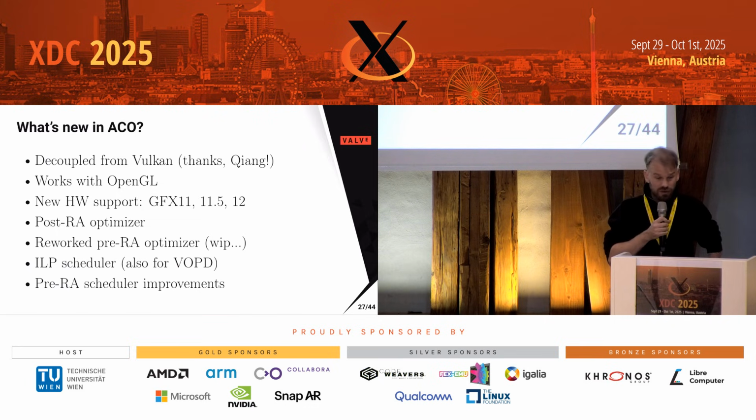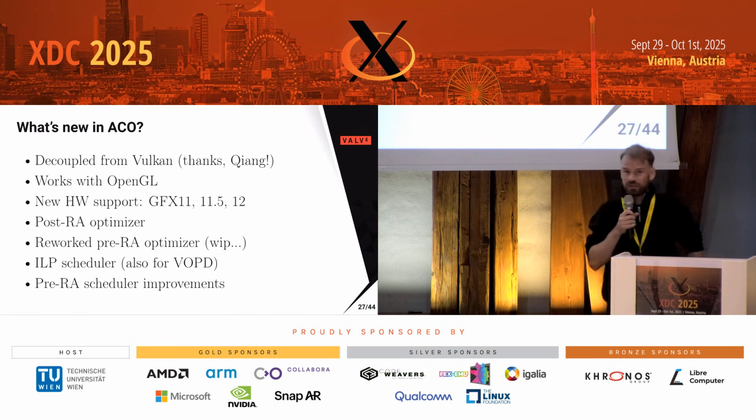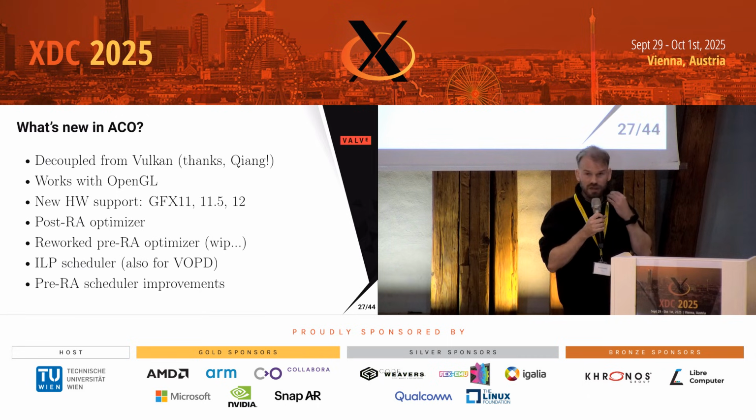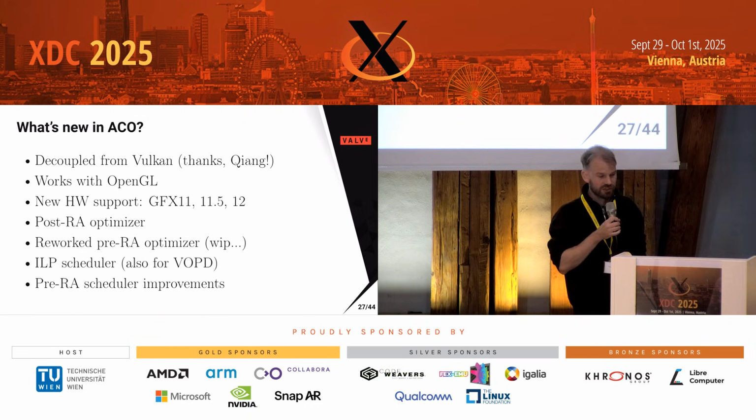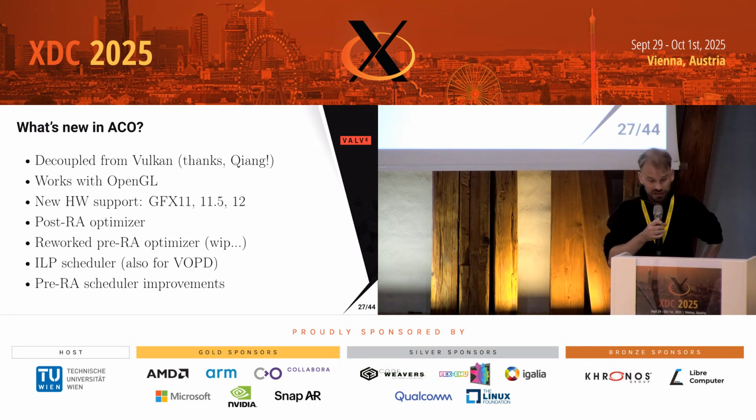We are also constantly adding new optimizations. For example, Timur wrote a post-register allocation optimizer pass that does optimizations which can only be applied after already knowing which registers some instruction uses. Also, the pre-register allocation optimization, that is, the algebraic optimizations, is currently being reworked by Georg.